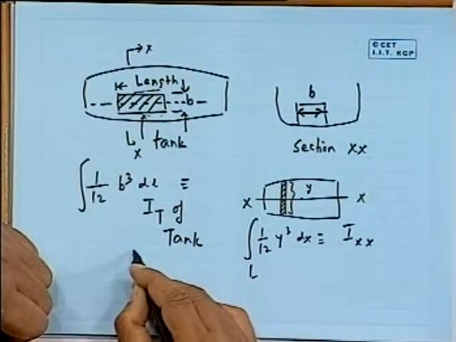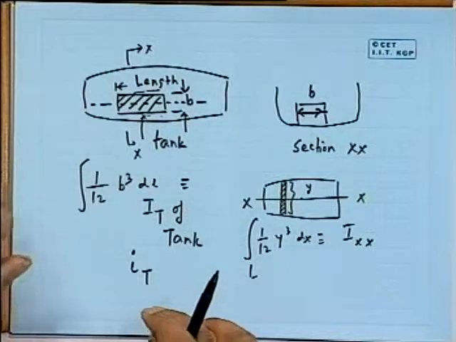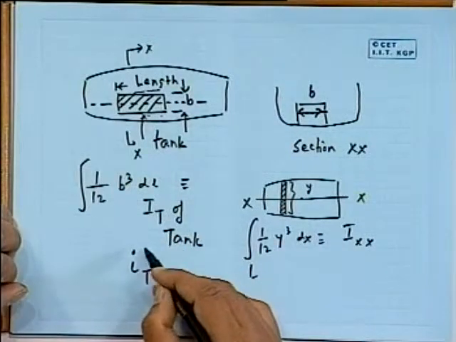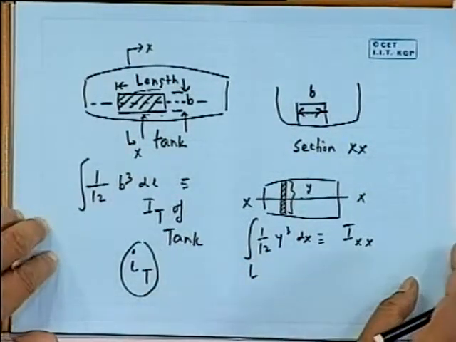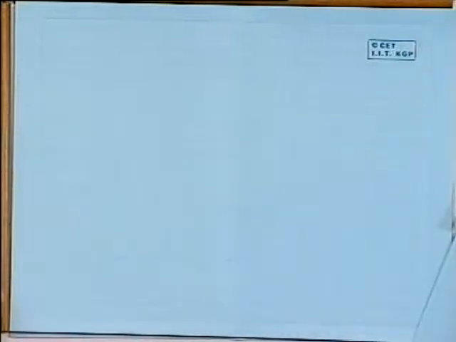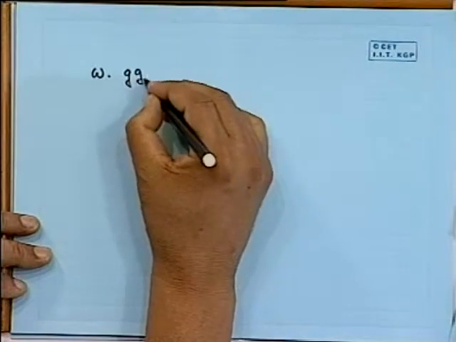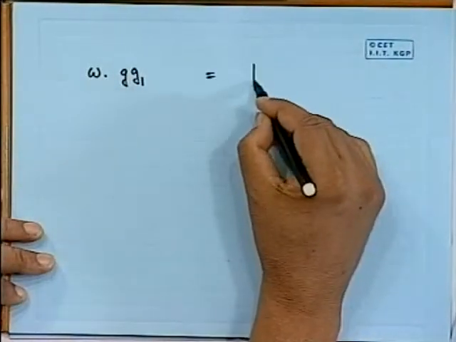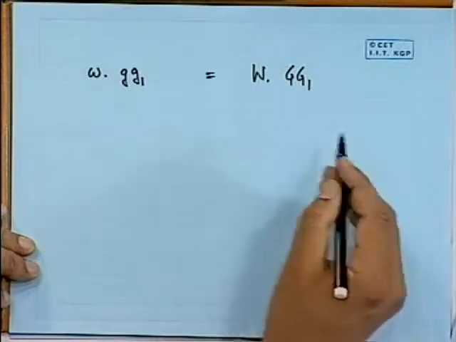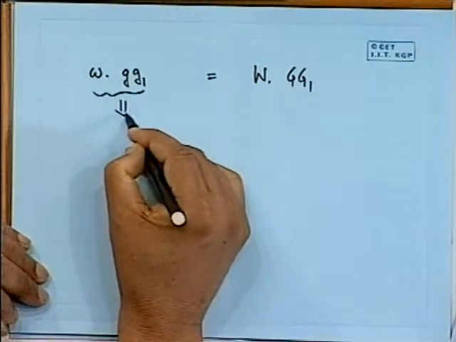Normally we write this as small IT to distinguish that it is for the tank, not for the ship. Otherwise we have some kind of confusion. So coming back to these formulas, W into GG1 equals W into GG1, which we have done beforehand, and this is equal to what we found out.